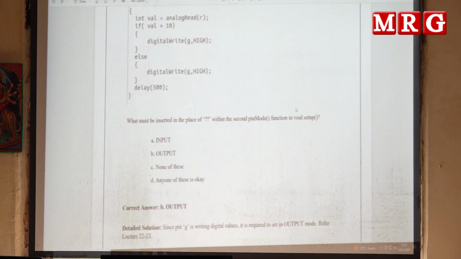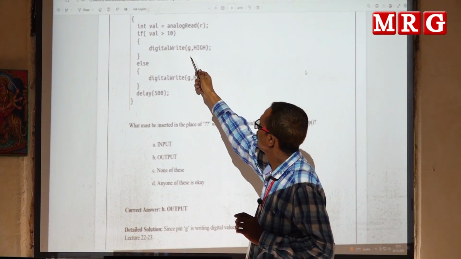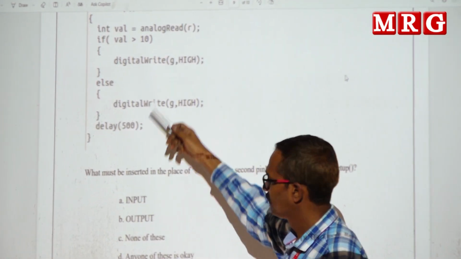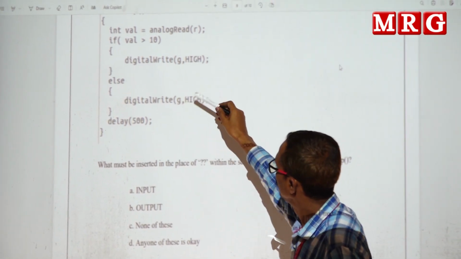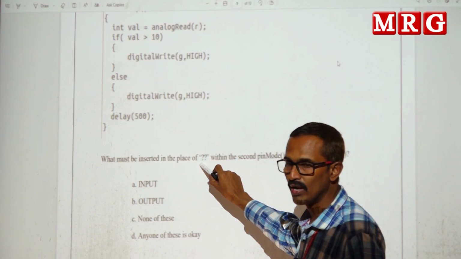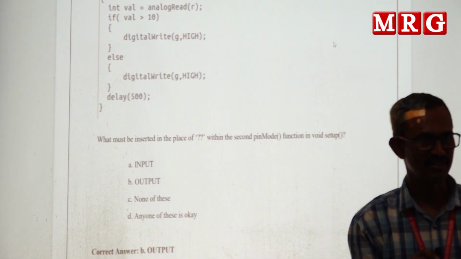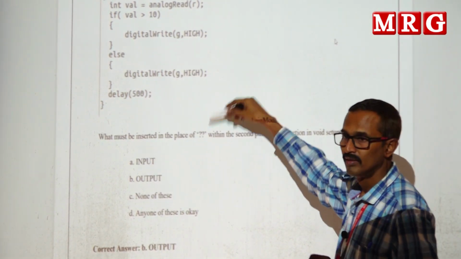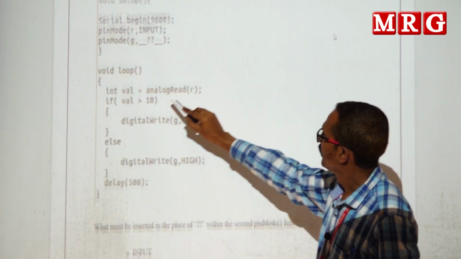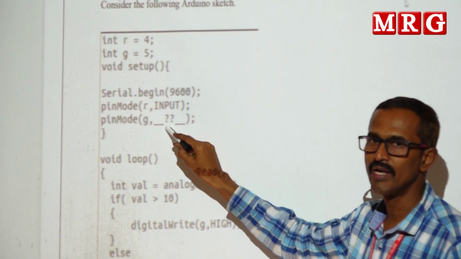Options are not given. Is this input or output? You are writing. The program is not fully given; dashes are given, and you have to fill in that code. What are you supposed to write here?